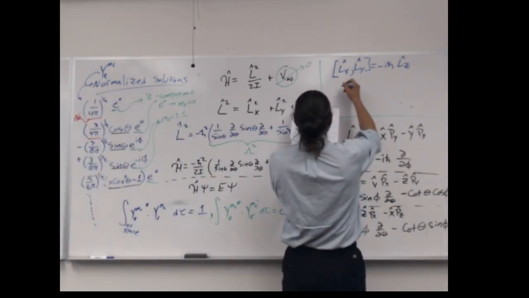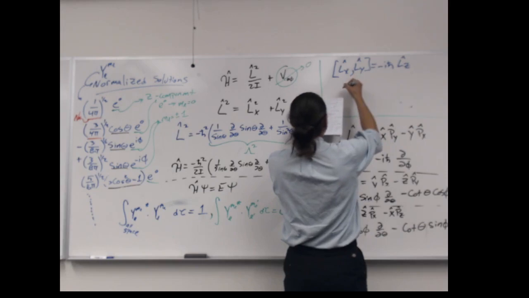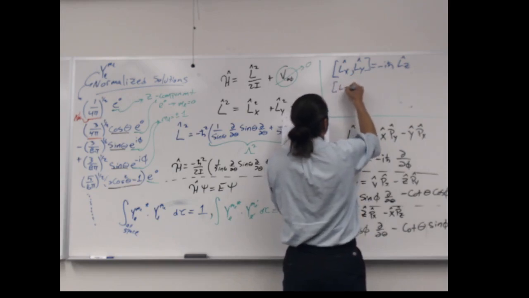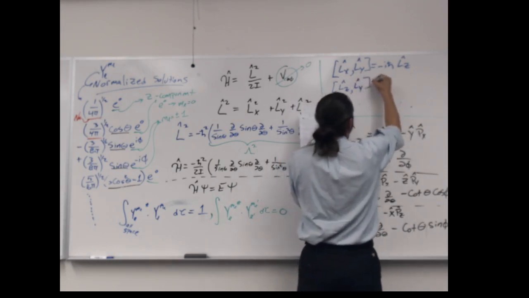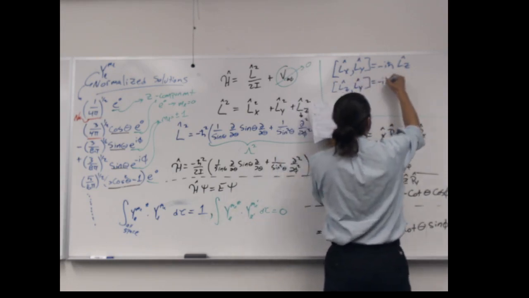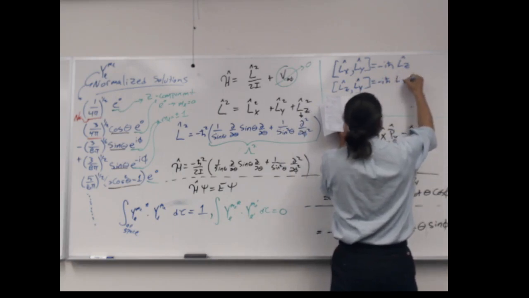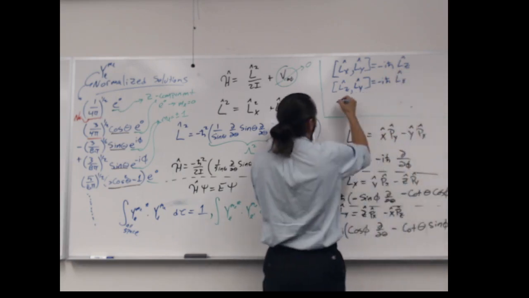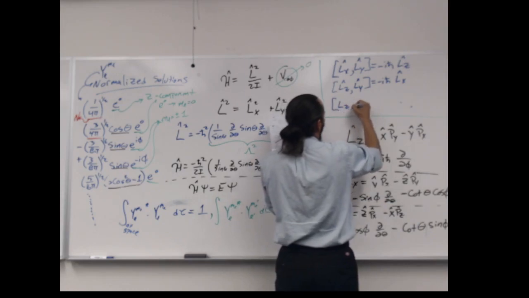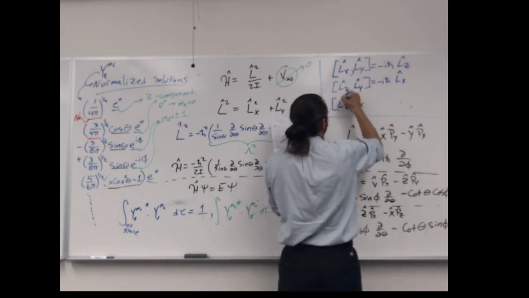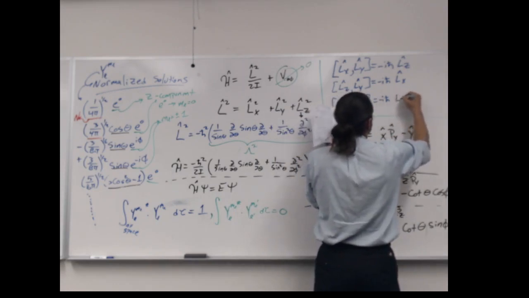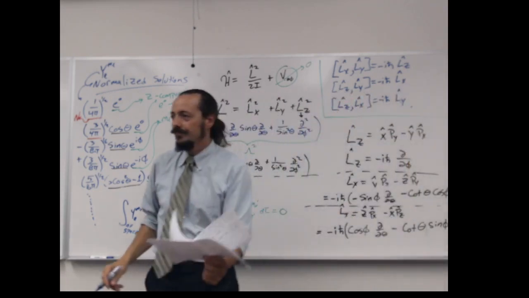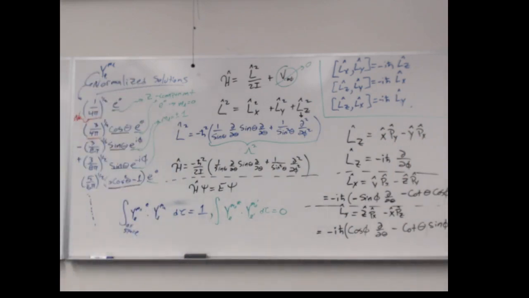Then if we did, again, getting the order correct matters here. If we did z cross y, you get Lx. And if you did z cross x, you get Ly. They don't commute with each other. They rotate into each other.